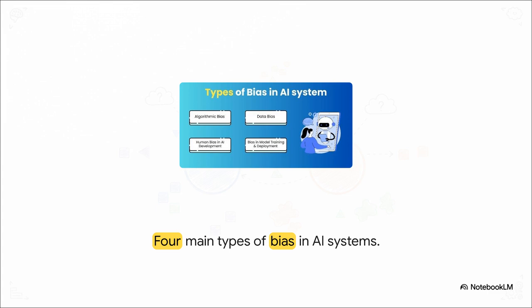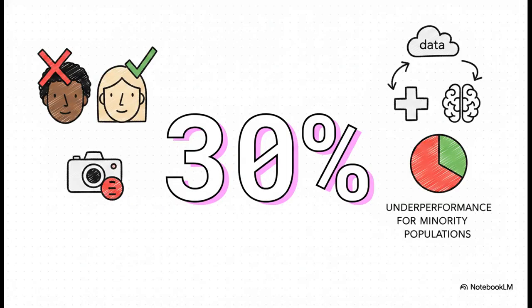If the data is skewed from the start, the system's prior and likelihood calculations will fundamentally bake in those exact prejudices. To really understand the practical impact of this, just consider this striking statistic: 30%. Research shows that biased AI facial recognition systems can misclassify women and people of color at rates up to 30% higher than white men. Furthermore, diagnostic AI models in healthcare that were trained on skewed datasets have been found to severely underperform for minority populations.